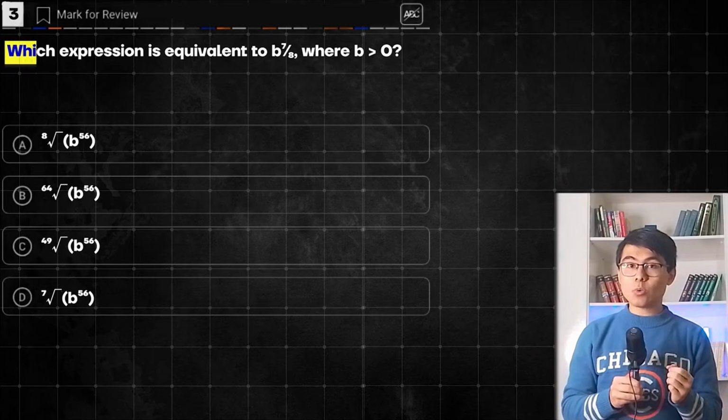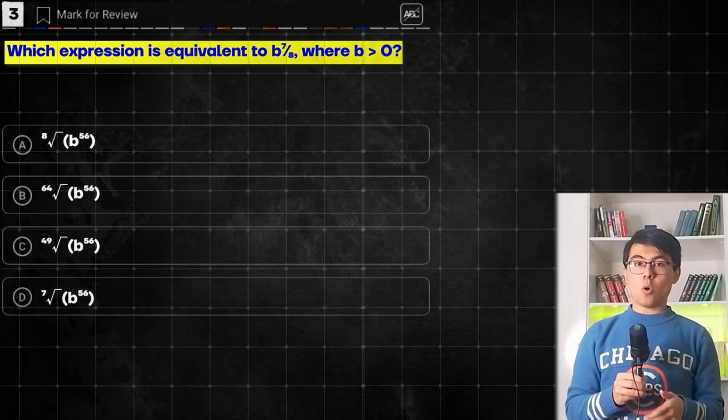Prediction number 3. Trust me, you don't want to skip it because this one is really wild. And it's low-key one of the most confusing questions on the SAT. But when you see the trick, you're gonna feel like your brain just leveled up. Which expression is equivalent to b^(7/8)?